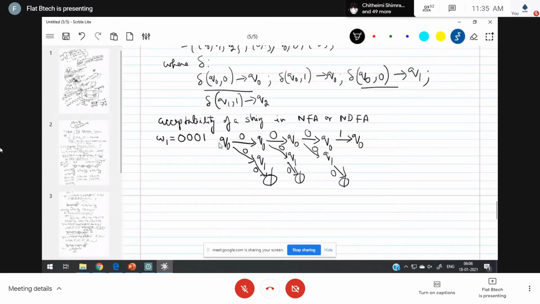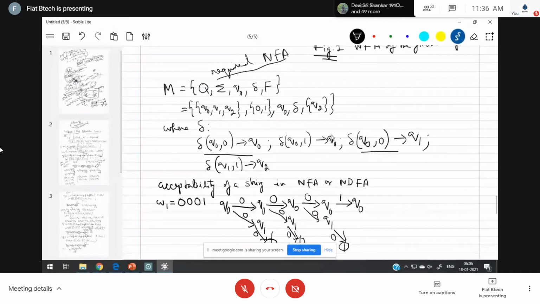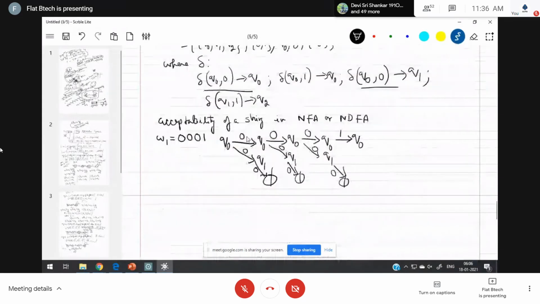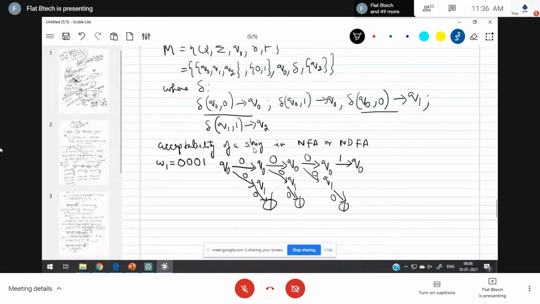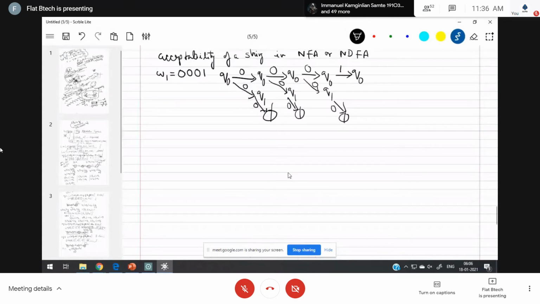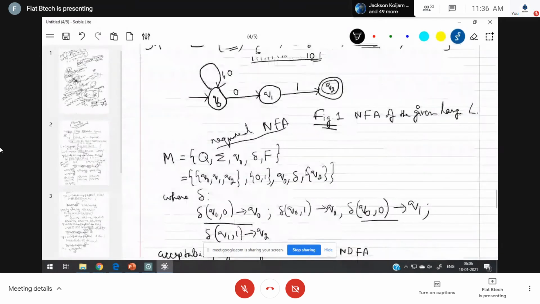Here one doubt is there, or one mistake. This 0001 is being designed to accept it. Okay, one mistake I have done here. What I need to do here is, let me just redraw this diagram here and then check this again. It's quite confusing for me, or else shall I rough this part?